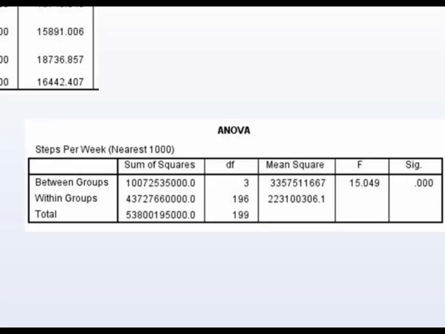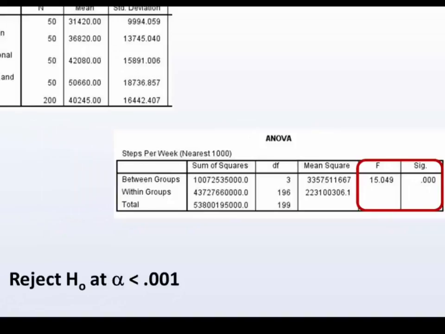So when you look at analysis of variance, the key thing to look at here is the F and the significance level. The F is 15.049, which suggests that the differences between these 4 means is not due to chance. So you reject H0 at a probability of less than 0.001. It's very unlikely that the deviations amongst these 4 means is a result of chance. There's something going on here. There's a relationship between X, how much support they had, and Y, how many steps they took per week. We'll next turn to illustrating how we got these results with SPSS.